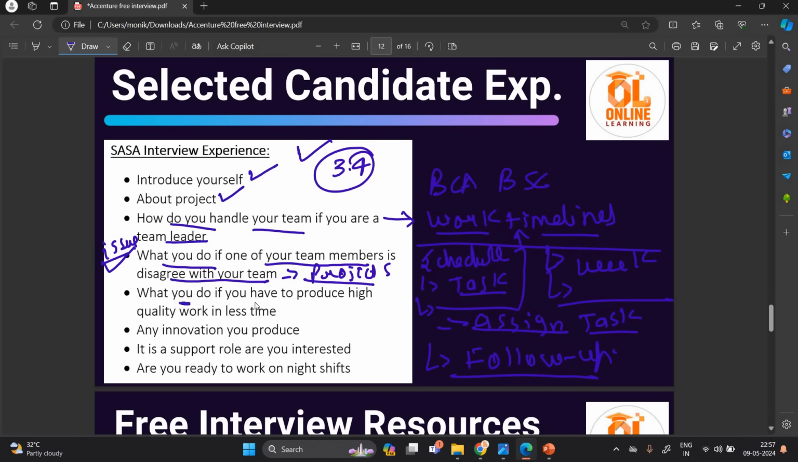Okay, what you do if you have to produce high quality work in less time? So you have to use important resources for that. Okay, कौन कौन से resources आप use कर सकते हैं. Any innovation you produce, it is a support role.